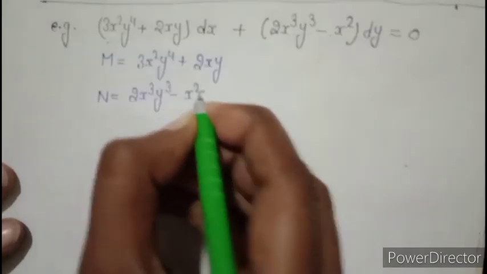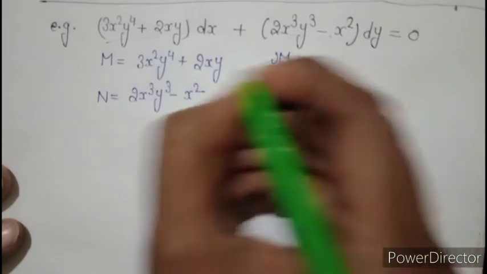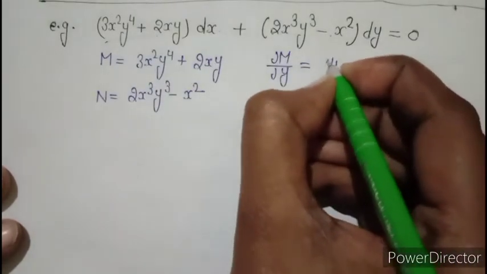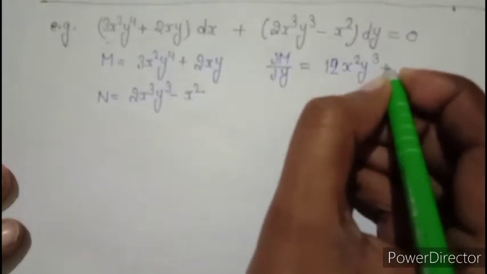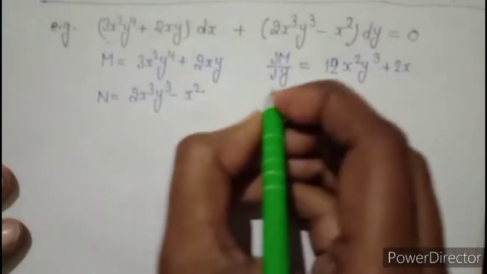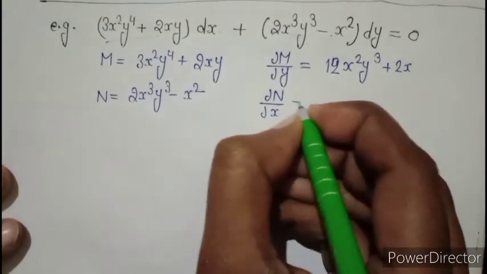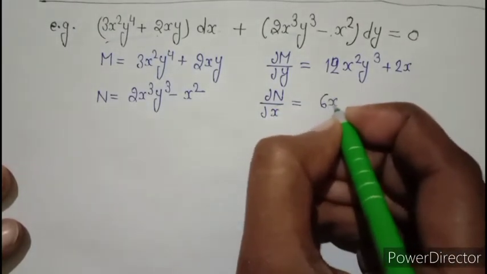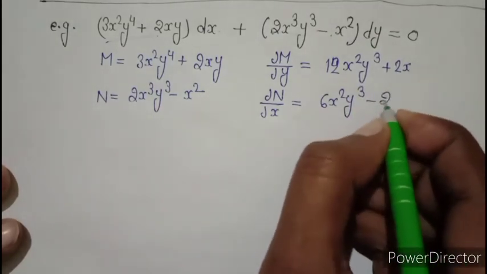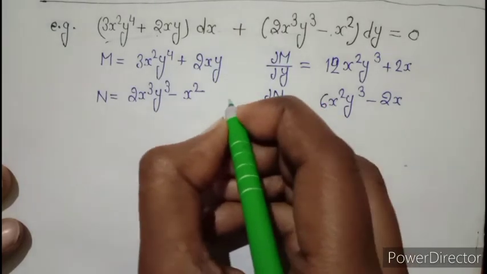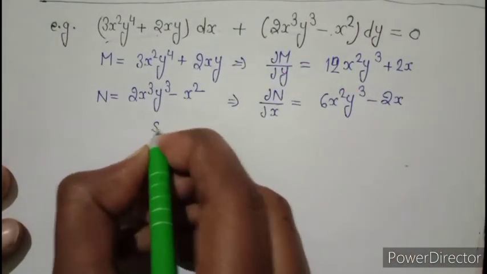If we differentiate it partially with respect to y, what do we get? 12x square y cube plus 2x, and ∂N/∂x is equal to 6x square y cube minus 2x. So you can see both are not equal, so the given equation is not exact.